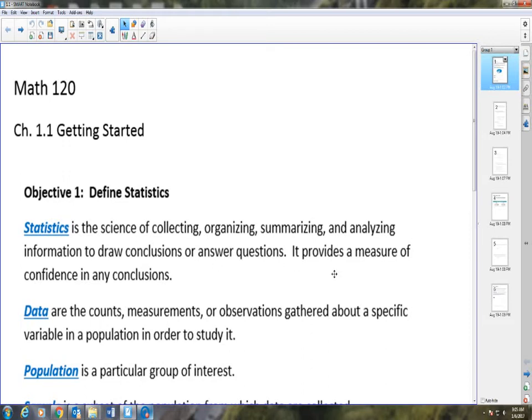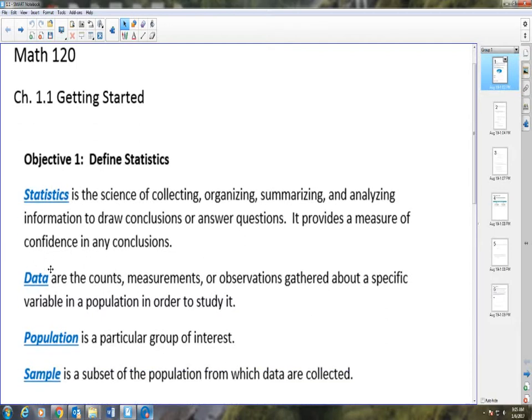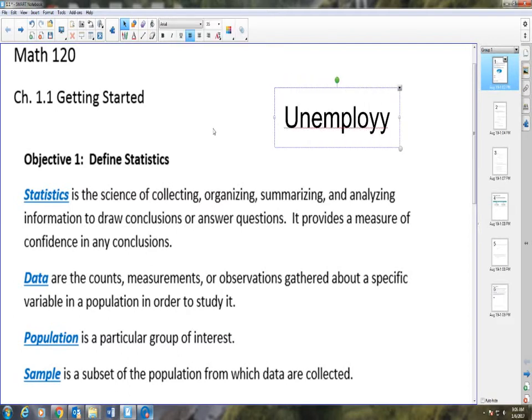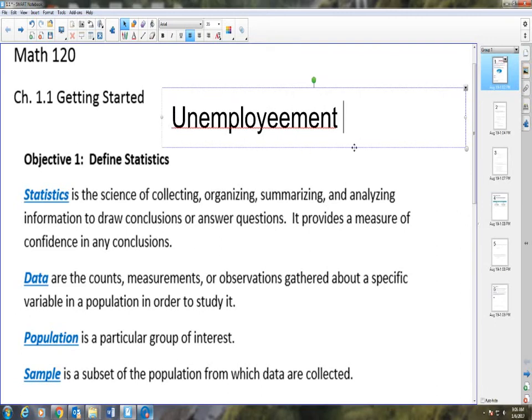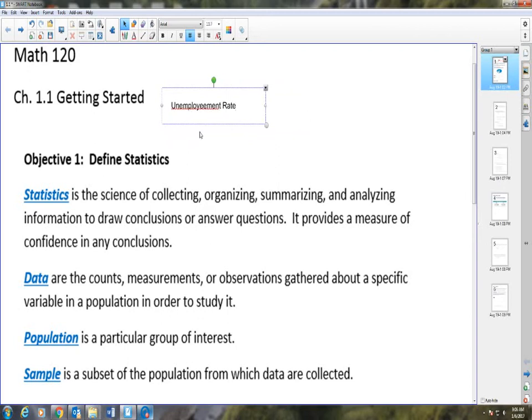Alright, it actually provides a measure of confidence in any types of conclusion. It provides a confidence in our conclusion. So if you're wondering, for example, what is the unemployment rate, you can look this up. If you just Google it, you can look it up. And the numerical value that you're going to find will show you the unemployment rate.